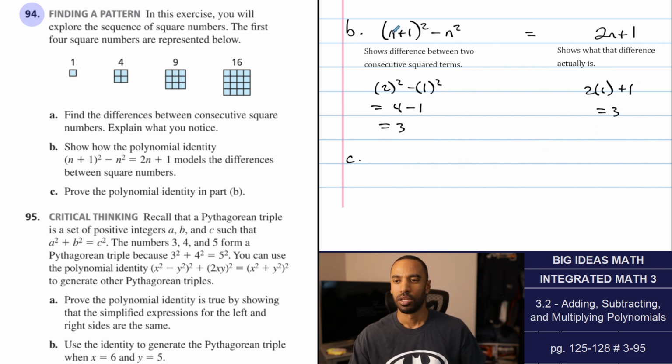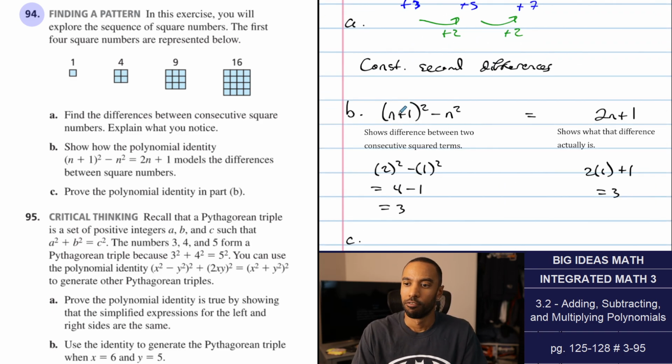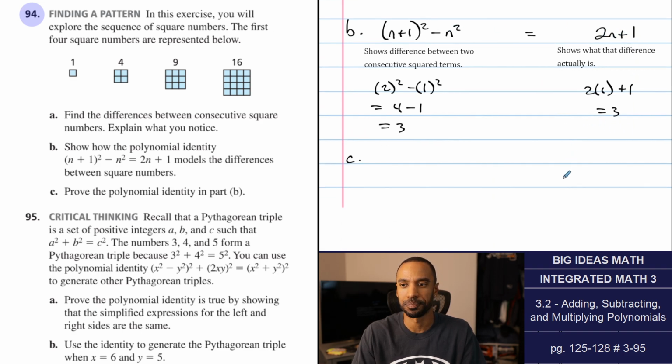Or if I did 3, let's see what the other ones were. 3 and 4. 4 squared, 16, minus 3 squared is 7. 2 times 3, 6 plus 1 is 7. So it all works out there.